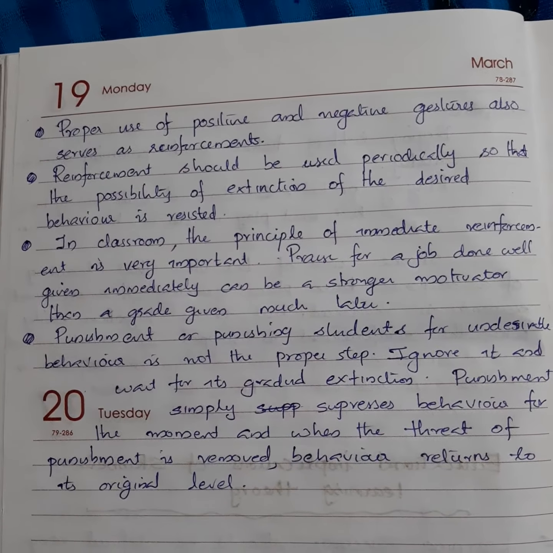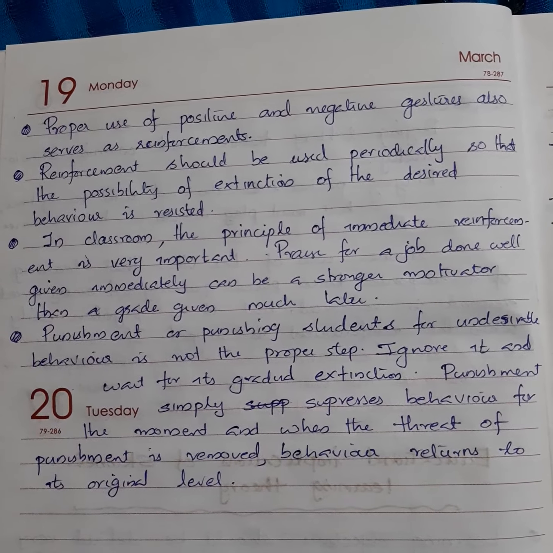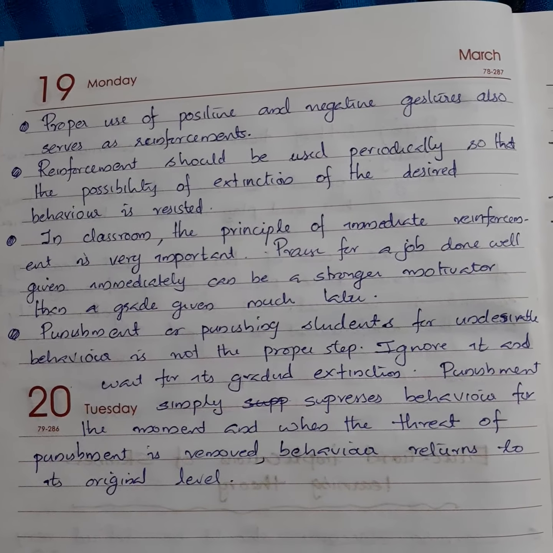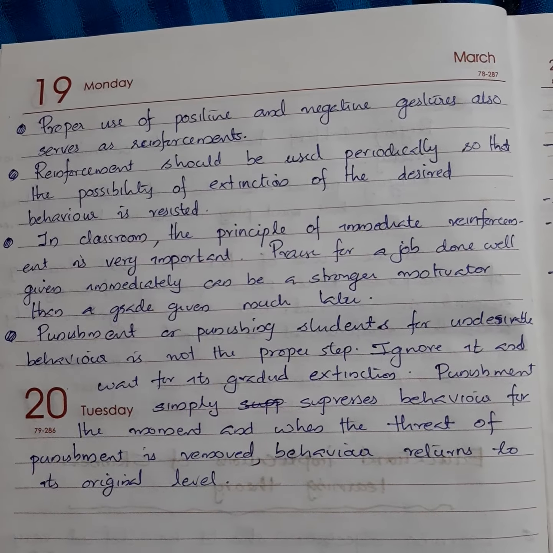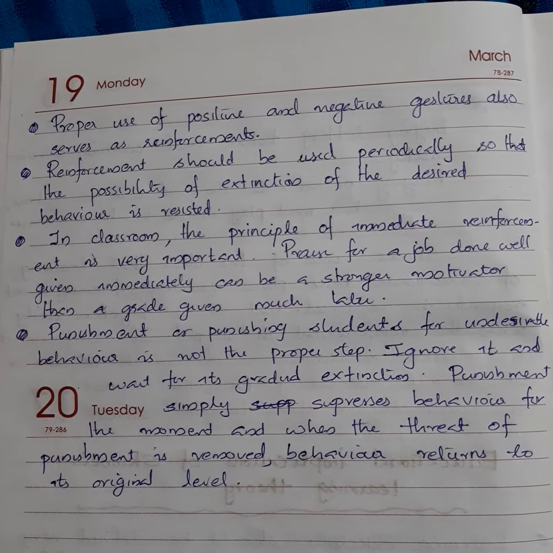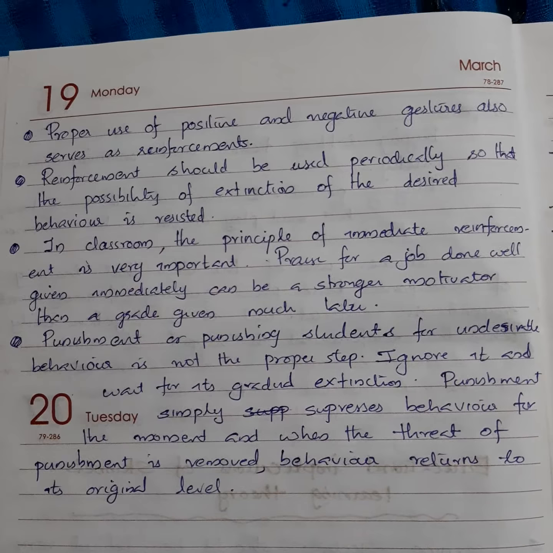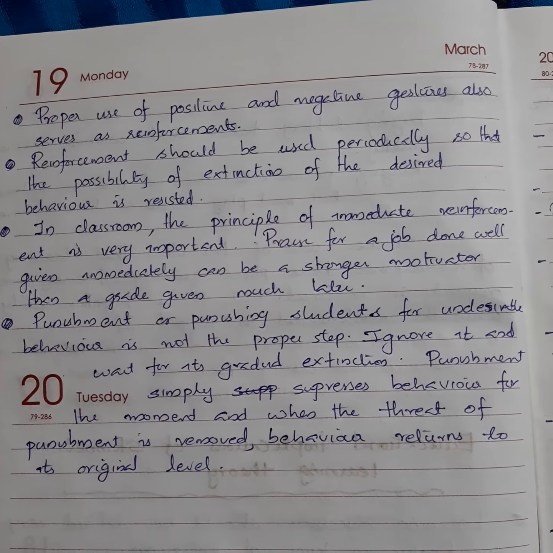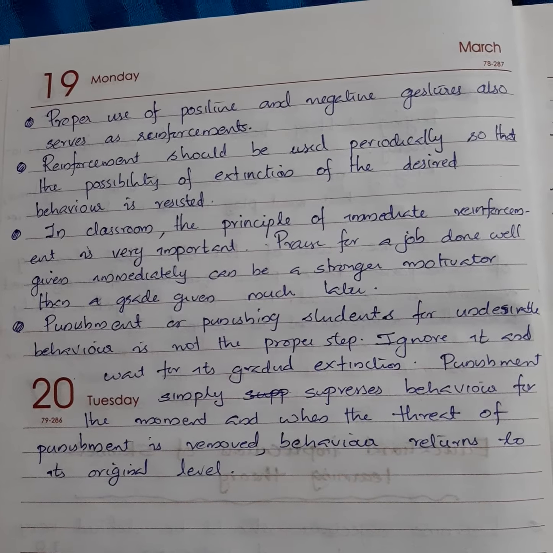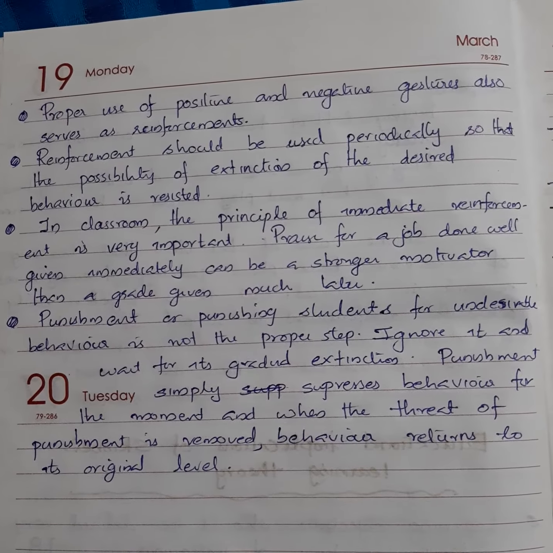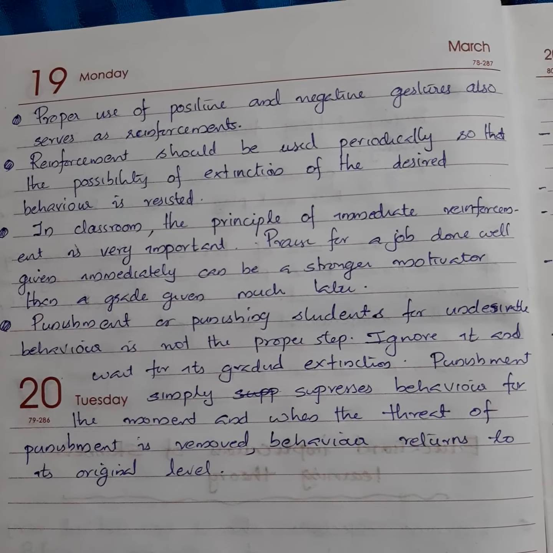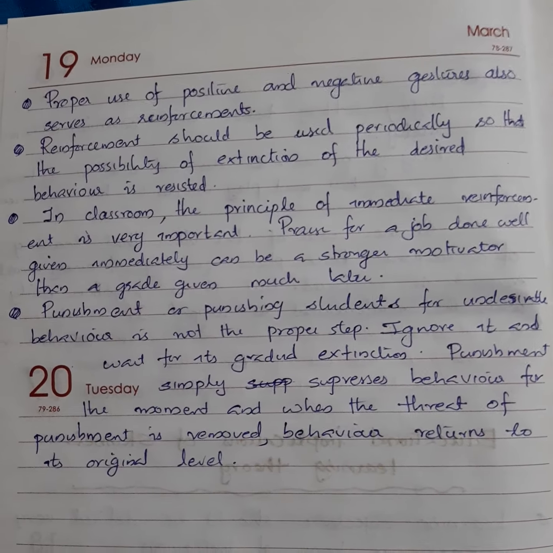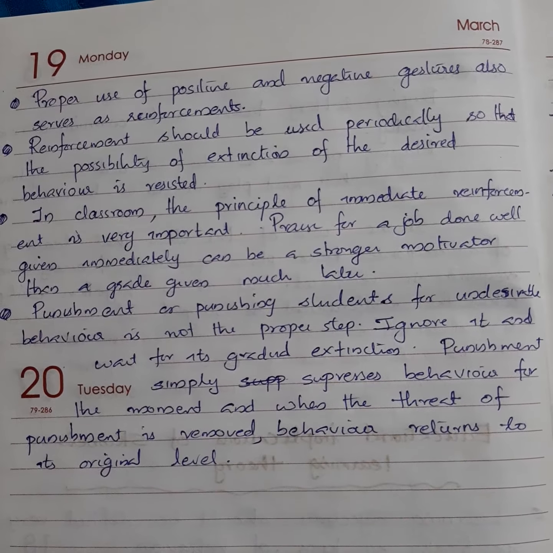Next, in the classroom the principle of immediate reinforcement is very important. Praise for a job done well, given immediately, can be a stronger motivator than a grade given much later. Last point is that punishing a student for undesirable behavior is not the proper step. Ignore it and wait for gradual extinction. Punishment simply suppresses the behavior for the moment, and when the threat of punishment is removed, behavior returns to its original level.